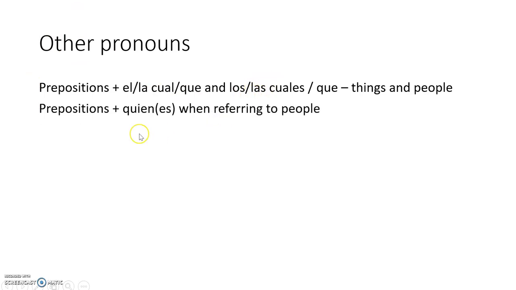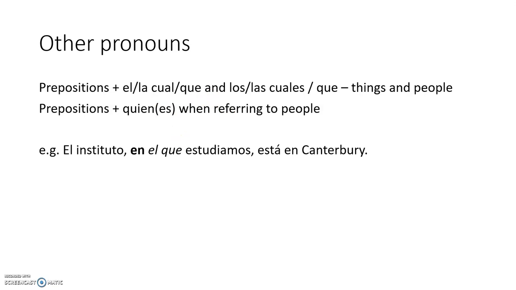Okay. So let's have a look at this. And if it's a preposition and it's referring to people, we quite often use quien or quienes after the preposition. So let's give an example. El instituto en el que estudiamos está en Canterbury. So the school in which we study is in Canterbury. So the en is our preposition. El que, we're using el because it refers back to the school, which is masculine. We could have put el cual, so either of those are interchangeable. In which we study is in Canterbury. Okay, so we've got our preposition en, the which, or the that we could say as well. And that refers back to this masculine noun here.